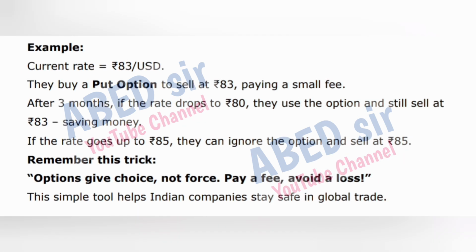Example: current rate is equal to 83 rupees per USD. They buy a put option to sell at 83 rupees, paying a small fee. After 3 months, if the rate drops to 80 rupees, they use the option and still sell at 83 rupees, saving money. If the rate goes up to 85 rupees, they can ignore the option and sell at 85 rupees. Remember this trick. Options give choice, not force. Pay a fee, avoid a loss. This simple tool helps Indian companies stay safe in global trade.